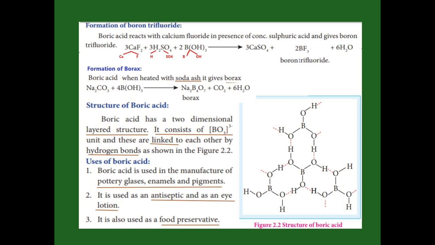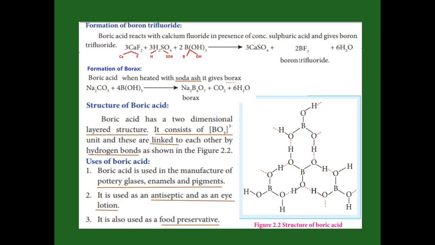Now the structure of boric acid. The structure of boric acid is a layered structure, and it consists of the BO3 3 minus unit. See the structure: boron is linked with 3 oxygens, and all the oxygens are linked with H, and one unit is linked with another unit through hydrogen bonds.